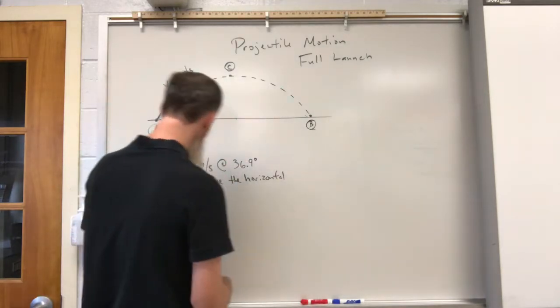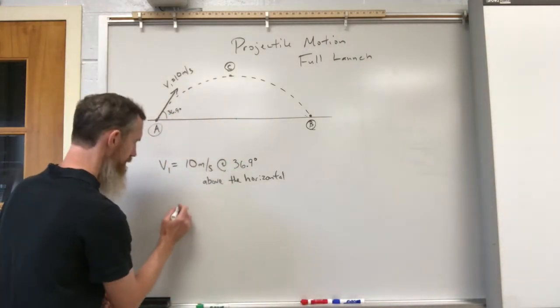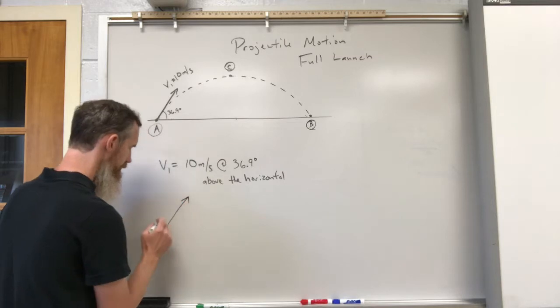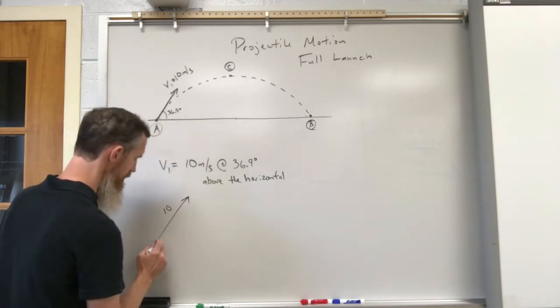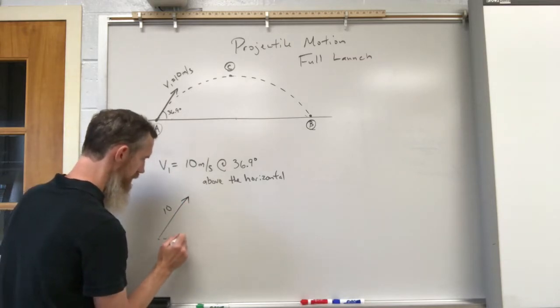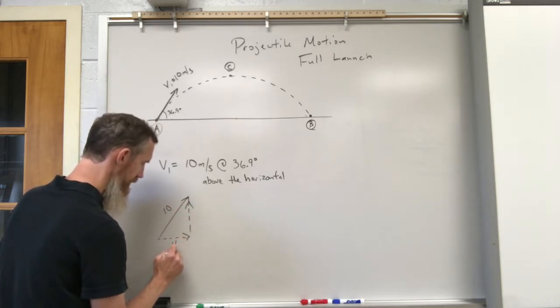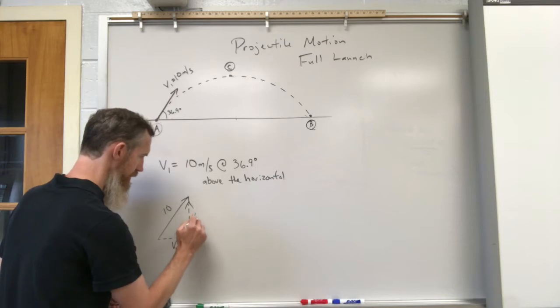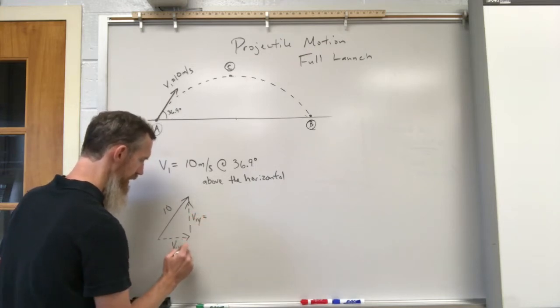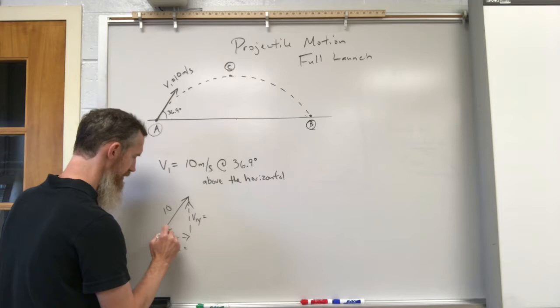So I'm going to redraw that vector. I'm going to put it here, 10 meters per second. I'm going to draw the components. And this is going to be v1x, and this is going to be v1y. And this is my 36.9 degrees.